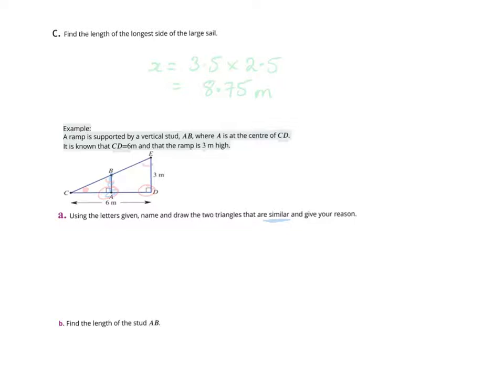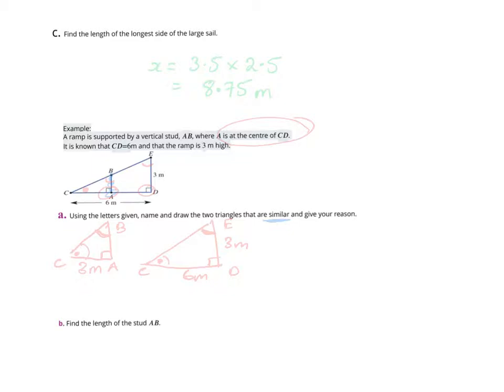So 2 of their 3 angles are the same, which really means that the third angles have to be the same. I've quickly drawn those 2 triangles, labelling them with all the information I was given. The other important bit of information is that A is at the centre of C and D. If it's at the centre, it's halfway, so we know that this is 3 metres. Don't forget to label all our angles: that one and that one are the same, we've got our right angles, and this one up here and this one up here are the same.